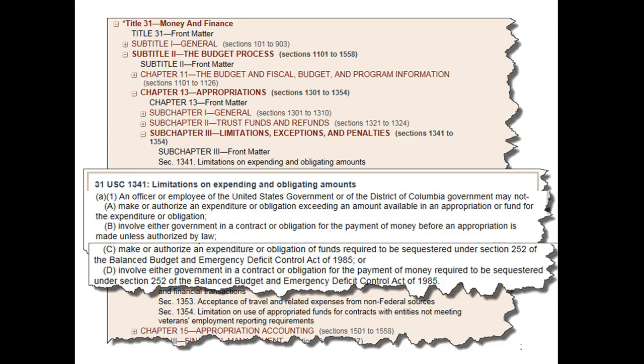In 1990, in conformance with the Balanced Budget and Emergency Deficit Control Act, the Anti-Deficiency Act was further amended, adding prohibitions on making or authorizing an expenditure or obligation of funds required to be sequestered, and involving the government in a contract for the payment of money required to be sequestered.